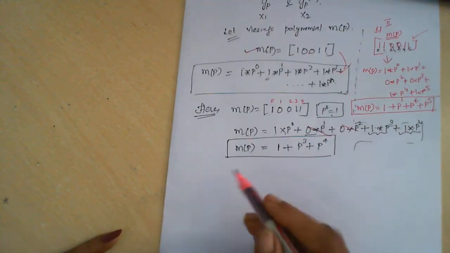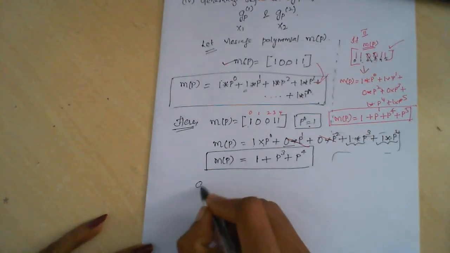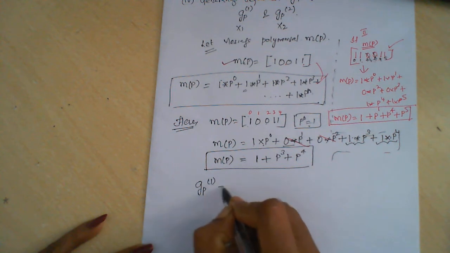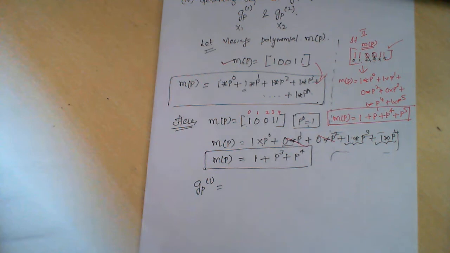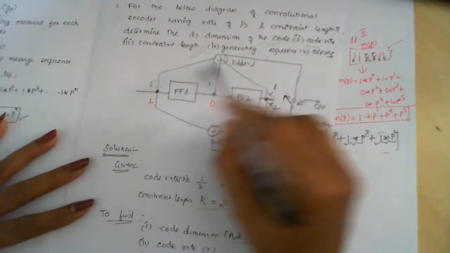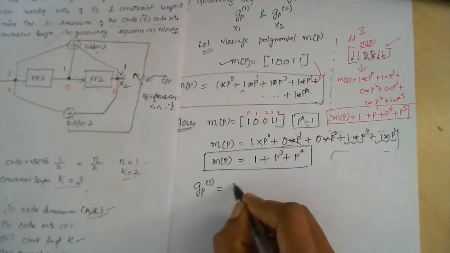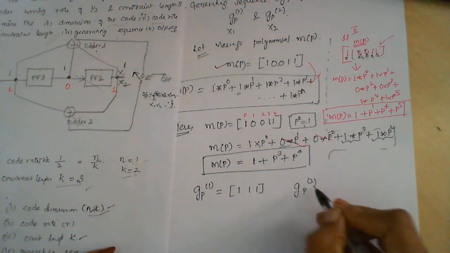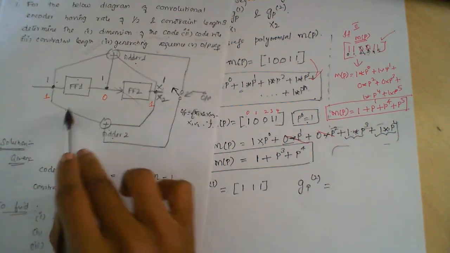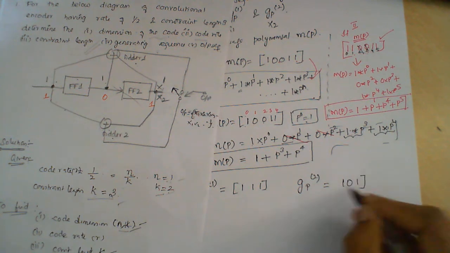Next, coming to the generating polynomial. We need to generate the generating polynomial sequence. The generating polynomial sequence GP of 1 is obtained from the diagram: the sequence for the modulo 2 adder is 1 1 1. So write it here, 1 1 1. Whereas the generating polynomial sequence for 2, for the modulo 2 adder, is 101. So here it is 101.